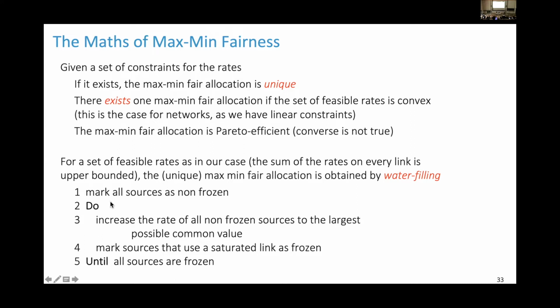So in a network setting, we can find the unique max-min fair allocation. How? With an algorithm called water filling. We start from 0, give the same to everyone, and increase it. Sooner or later, some sources hit a bottleneck, a saturated link, and we cannot increase their rate anymore, so we mark them as frozen. For those that are unfrozen, we repeat the same algorithm until all of them are marked frozen.